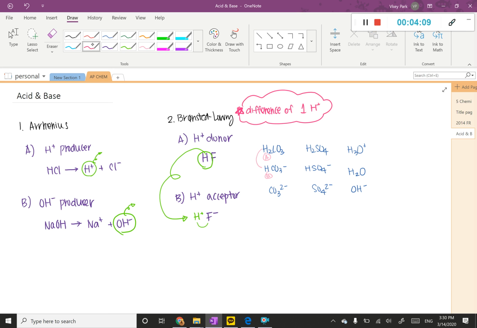Okay, let's look at the bottom two. Again, the top would be the acid while the bottom would be its base. Okay, does that make sense? So this holds true for everything.